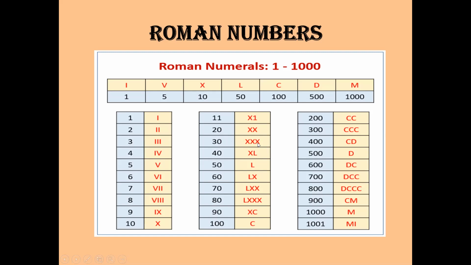10 plus 10 plus 10. Next, how can we write 40? Already we have 50, L. This is a big number. If you subtract 10 from 50, it will be 40.